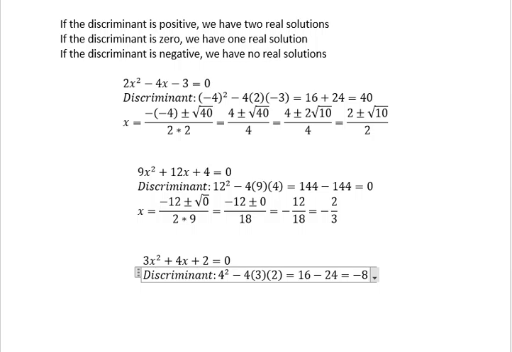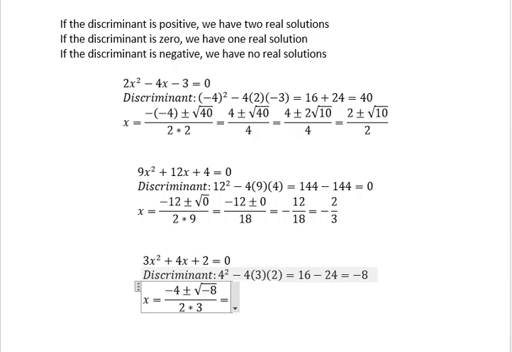Oh, it's a negative number, which means that there's going to be no real solution. So let's see what that actually looks like in practice. We have x equals negative 4 plus or minus the square root of negative 8 all over 2 times 3. Okay. Now, we all know that we don't like negative numbers underneath our square roots. It's just not very pretty, and we've got something for that.